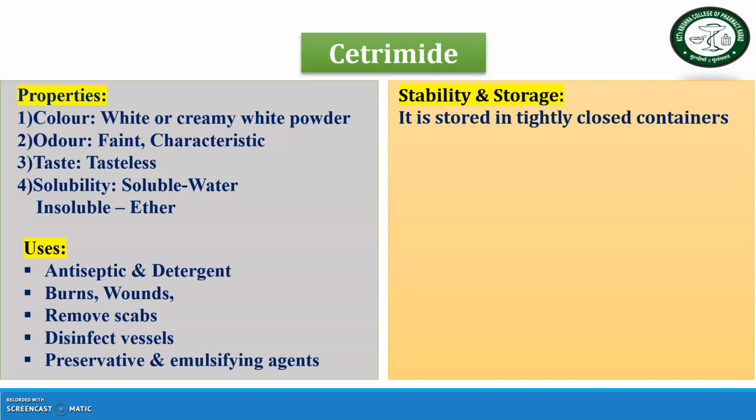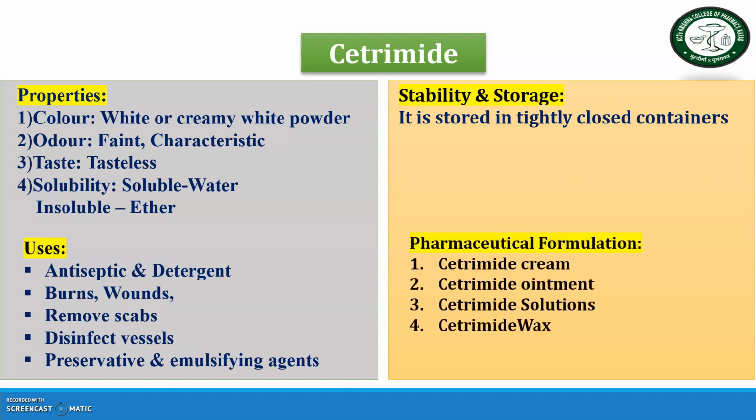What about uses? Very important, frequently asked: write down the uses of cetrimide in the MSBTE exam. Antiseptic and detergent, burns and wounds, to remove scabs, to disinfect vessels, and it is also used as a preservative and emulsifying agent. So these are the different uses of cetrimide. What about stability and storage? It is stored in tightly closed containers.